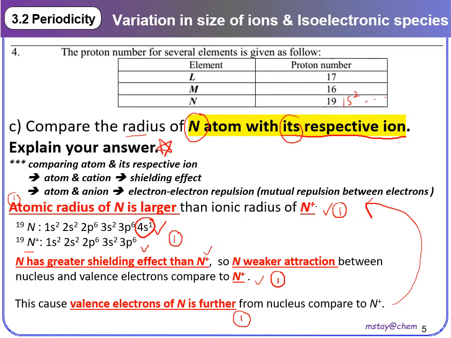Just recall back, if we want to compare atom with the cation ion, we are going to use shielding effect like what we already discussed just now. If we want to compare the size between atom and anion, we are going to use mutual electron repulsion.